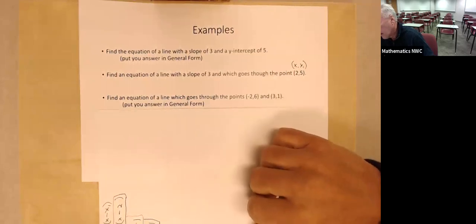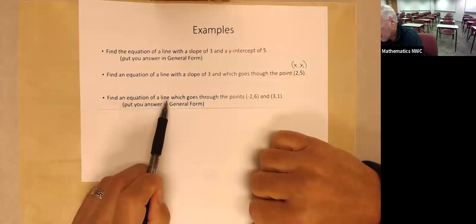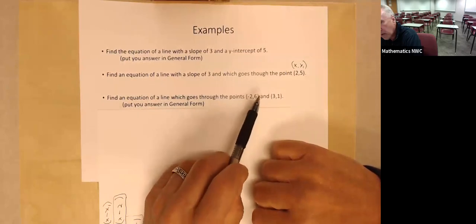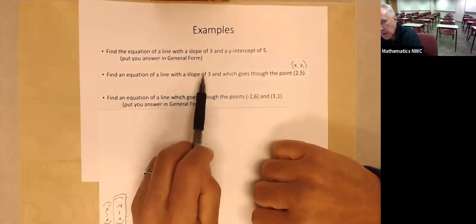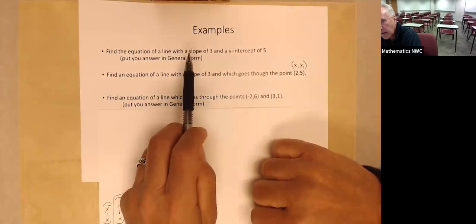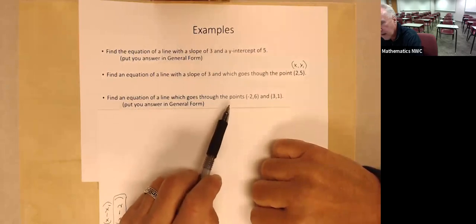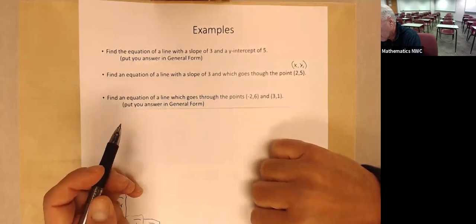This one is a little more challenging yet. They want the equation of a line. They tell me that it goes through these 2 points. The previous ones always gave me a slope of 3. Way up here was a slope of 3. There's no slope given here. That means I'm going to have to find the slope first.